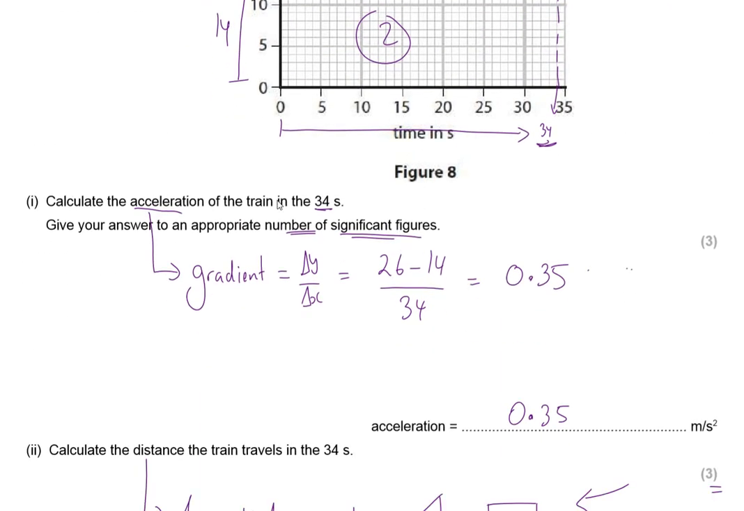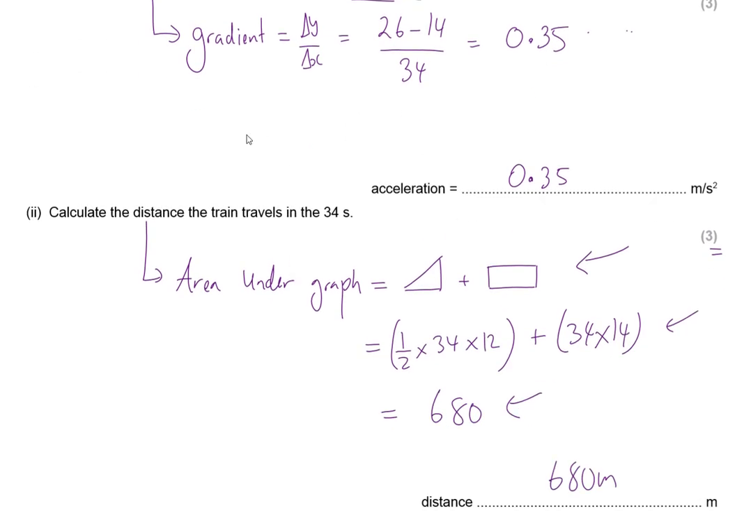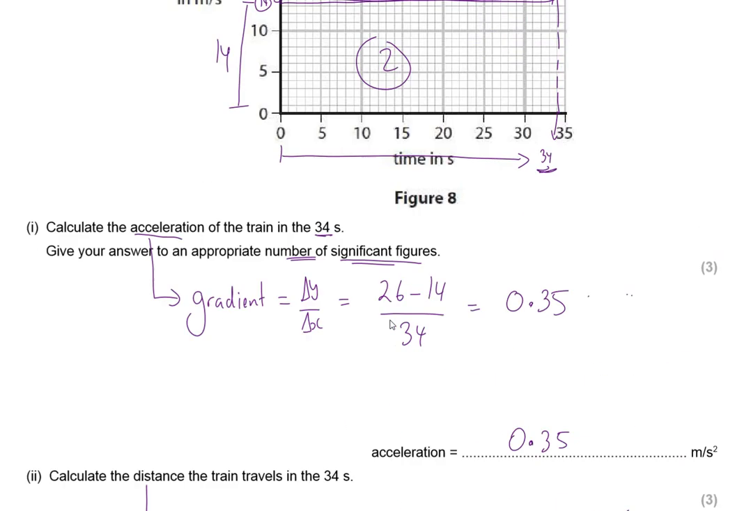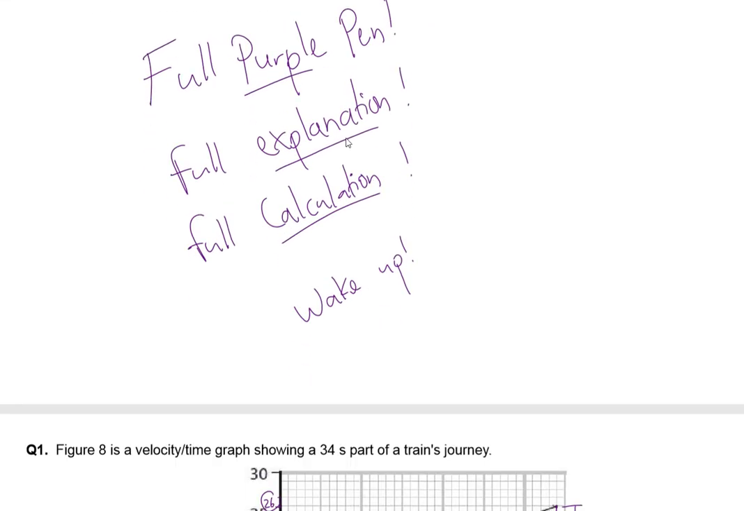Again, acceleration from the gradient. How do you work out gradient? It's there: distance, all these things. Make sure we are on point there. Remember, full ball pen, full explanation, full calculation, and make sure that you are indeed awake.